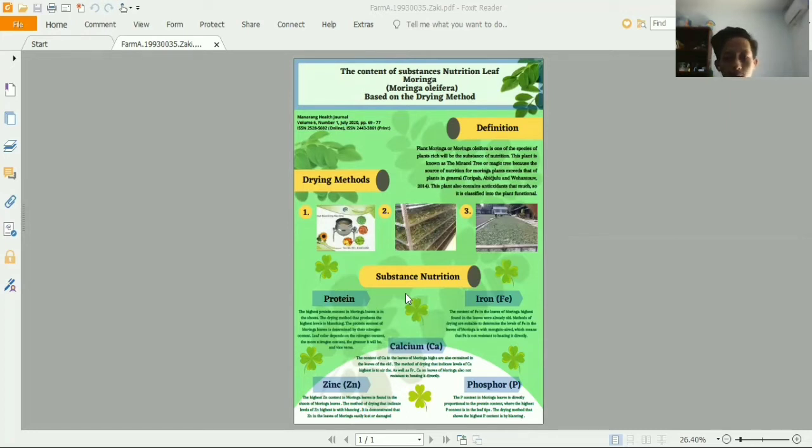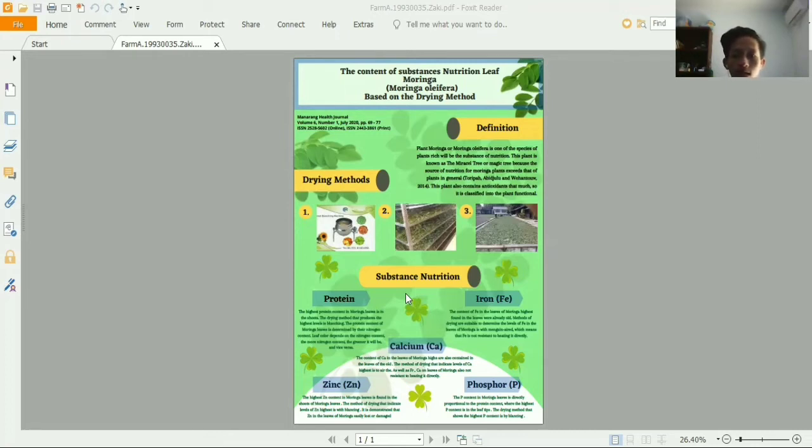Nitrogen in plants plays a role in the formation of plant cells, tissue, and organs. In the leaf, nitrogen serves as the material for photosynthesis and the synthesis of chlorophyll. Based on research using blanching, aerating, and drying methods, it shows that of the three types of moringa leaf groups, the highest protein content is found in the blanching method.